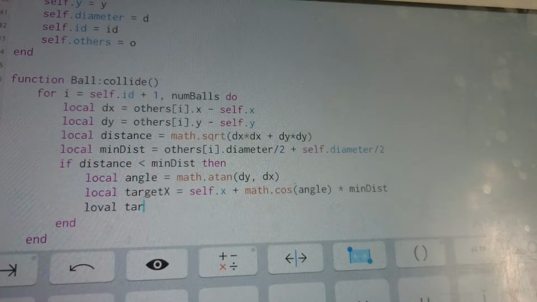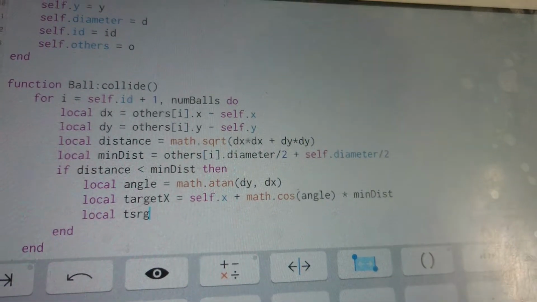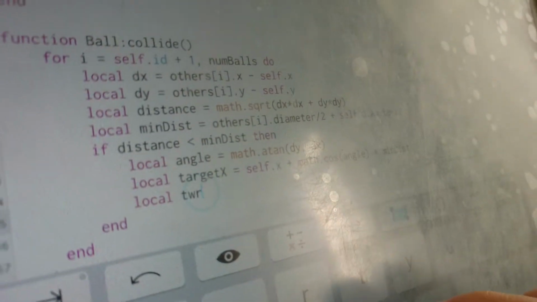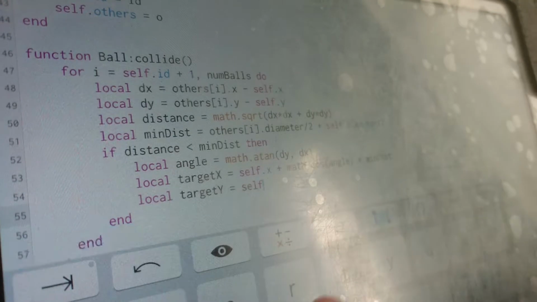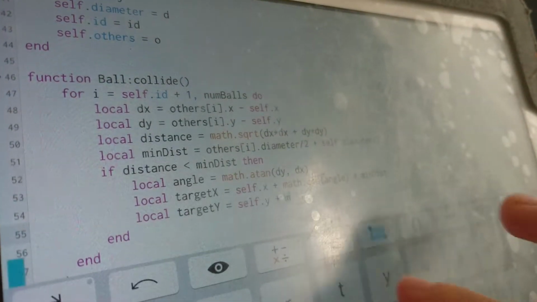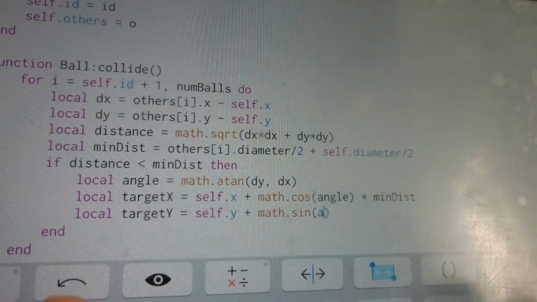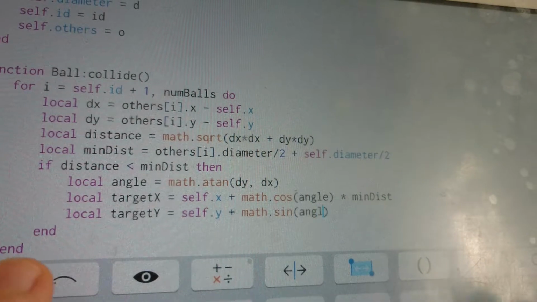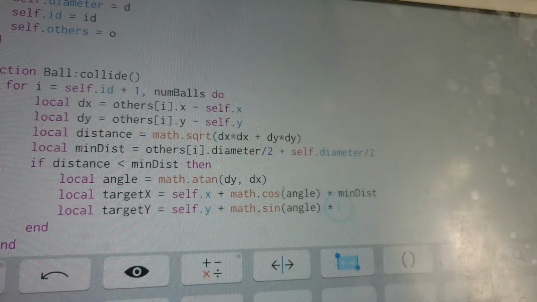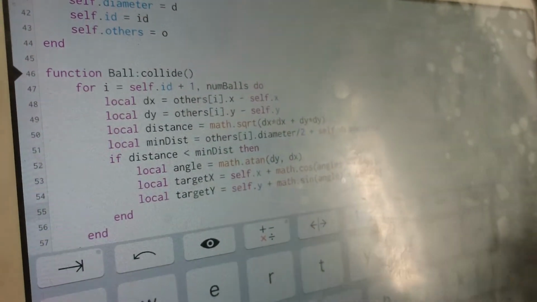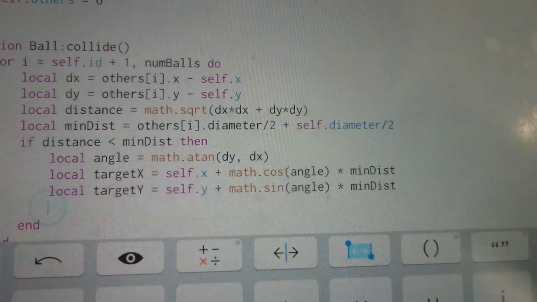Target y equals self dot y plus math dot sine of the angle times minimum distance. While we're filming, it's really hard to type. Okay, so I'm thinking this is like a polar coordinate here, relative to self dot x and self dot y.